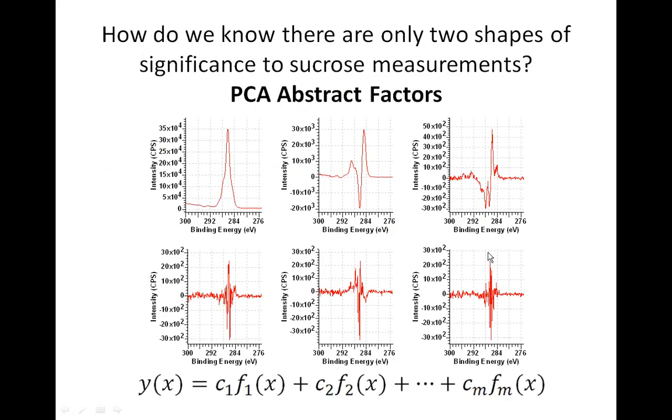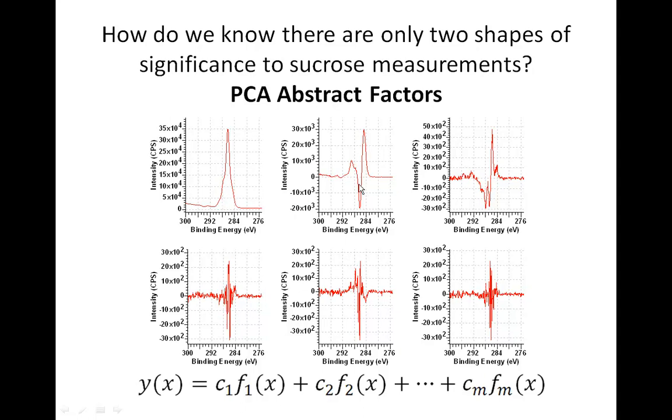The mathematical logic that was applied in 3 dimensions equally applies in n dimensions. So if we have 101 spectra, we can do the same calculation that involves a covariance matrix, and we can calculate abstract factors that give us a measure of the significance of different shapes to the overall 101 spectra. This is a calculation of the first 6 abstract factors from the sucrose data, and we can see that we have one that is very significant.